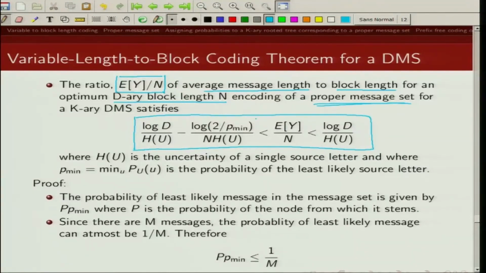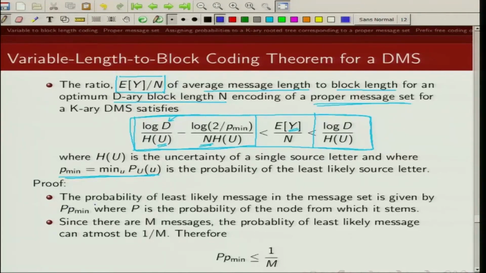This is lower bounded by this term and upper bounded by this term, where D is the alphabet size of the output code word, U is the source letter emitted by the discrete memoryless source, p min is the probability of the least likely source letter, n is my output code word length, and y is the length of the parsed sequence, so expected y is the average input length. Okay, so let us prove this result.